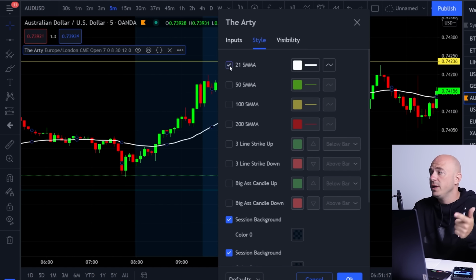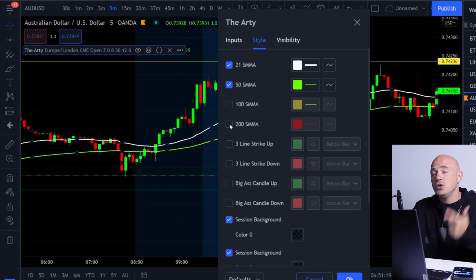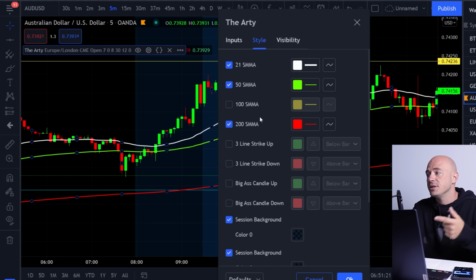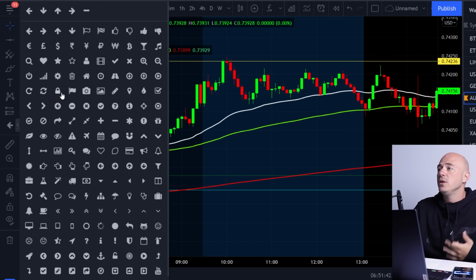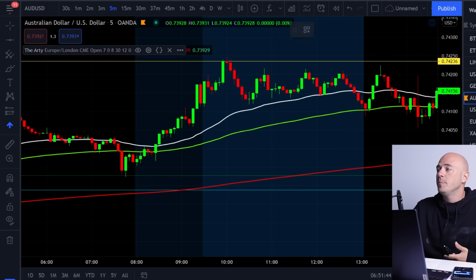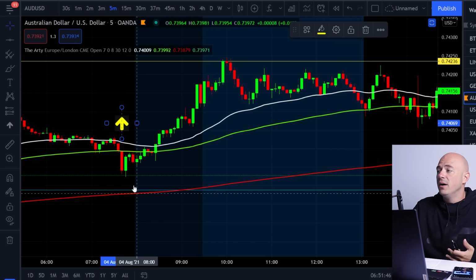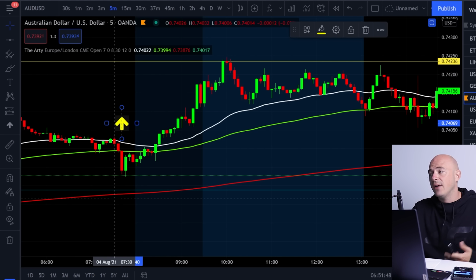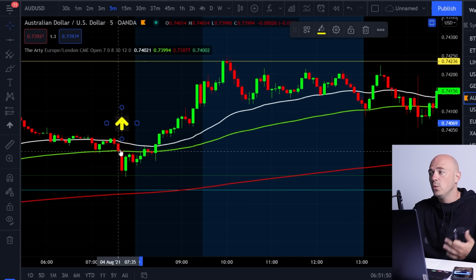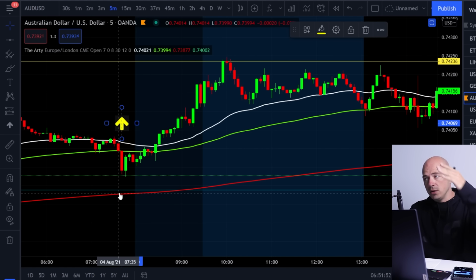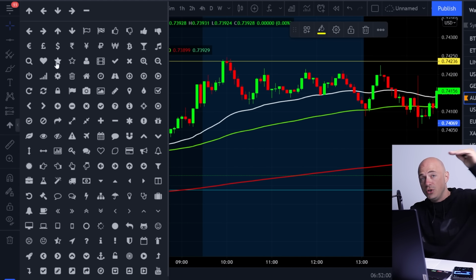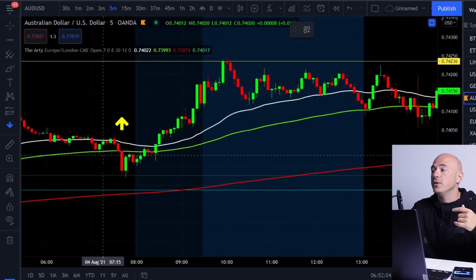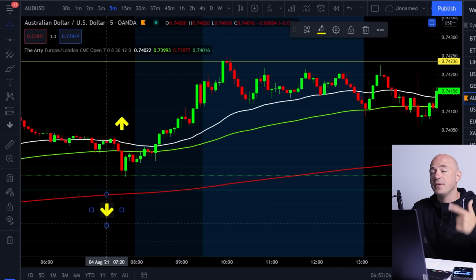I'm going to turn on the 21, the 50, and the 200 smoothed moving averages. Now you can see what I mean when I say trading with the trend. I only want you guys to take long positions when we are above the 200 period moving average. It has to all line up, the 21, the 50, and the 200 all going up. Conversely, if everything is going down and it goes 200, 50, 21, that's a downtrend, and I only want you to look for short positions under that 200.